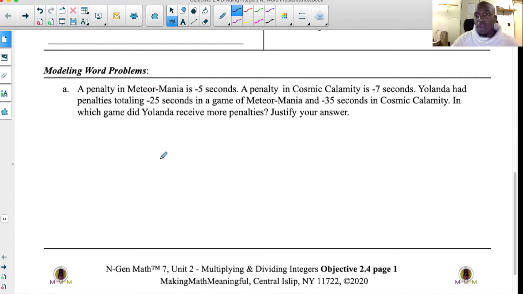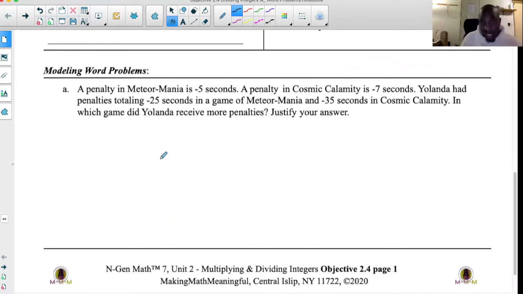And what I like to do is just sort of recap. When we read word problems, we read the word problem in its entirety, and then we read it again, and we highlight or we underline the important information. So a penalty in Media Mania is -5 seconds. A penalty in Cosmic Calamity is -7 seconds. Yolanda had penalties totaling -25 seconds in a game of Media Mania and -35 seconds in Cosmic Calamity. In which game did Yolanda receive more penalties? Justify your answer. All right, so we read it one time through.